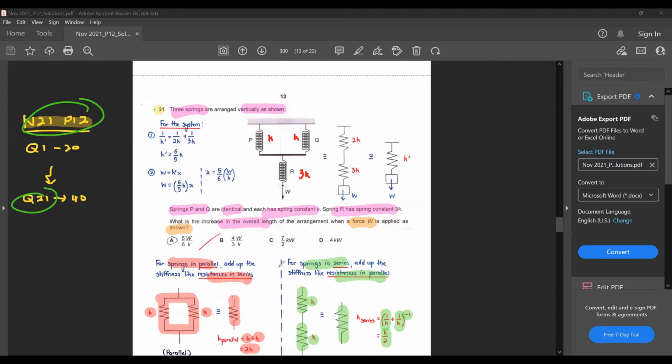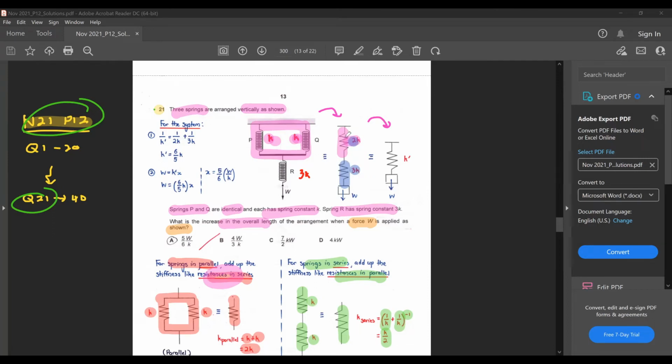Okay, back to this question that we were looking at. For this one, it's better if you try to simplify it step by step, like this. You will notice that this one is connected in parallel. As I mentioned, if it's connected in parallel, you add up the stiffness like you would resistances in series. So it's K plus K giving you 2K. So the resulting system would now be 2K and 3K connected in series.